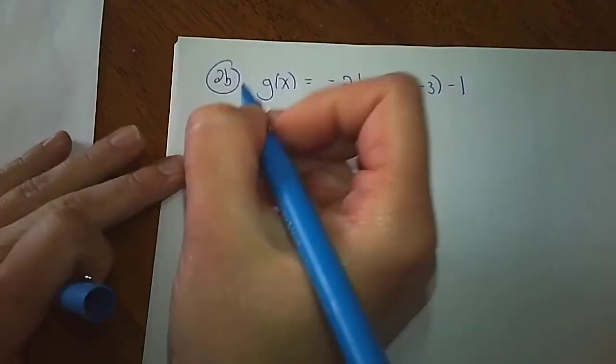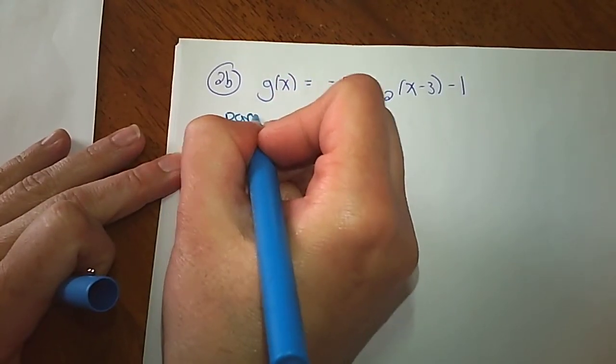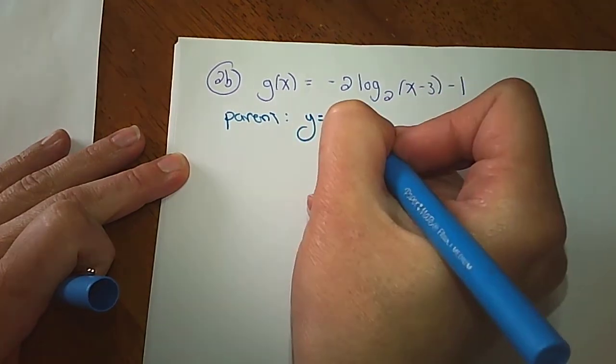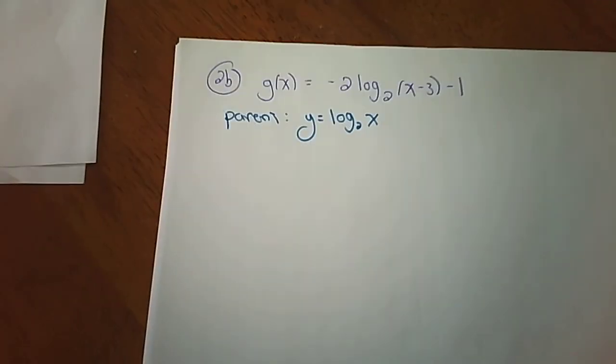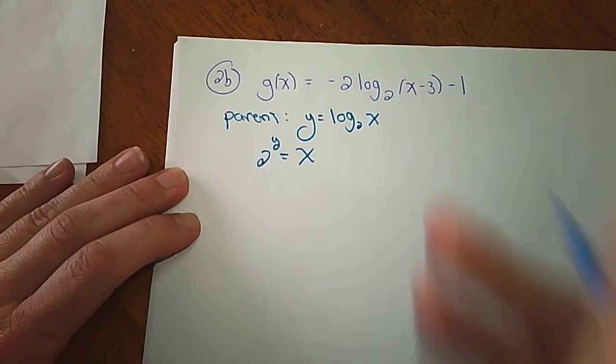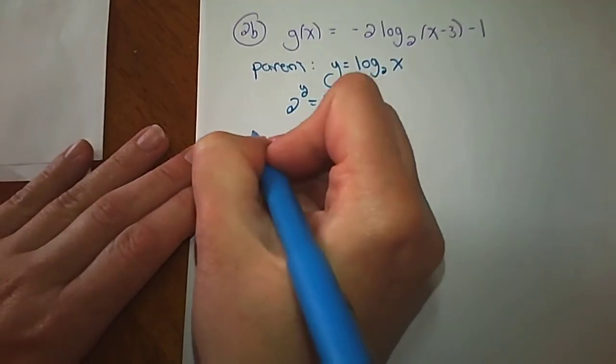We just need the parent. The parent function is y equals log base 2 of x. Now, I can't graph it like that. I have to bend it, so this becomes 2 to the y equals x. All right, then I'm going to make my xy chart.